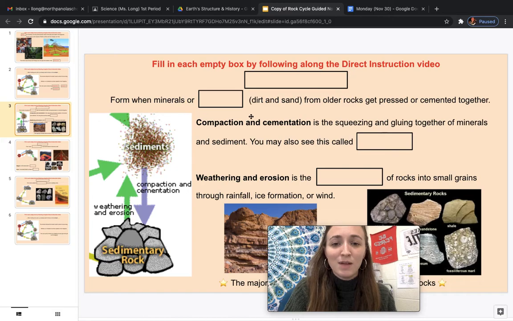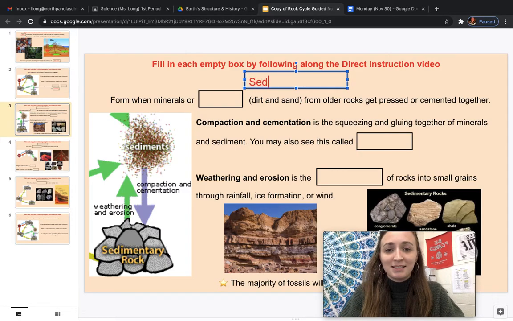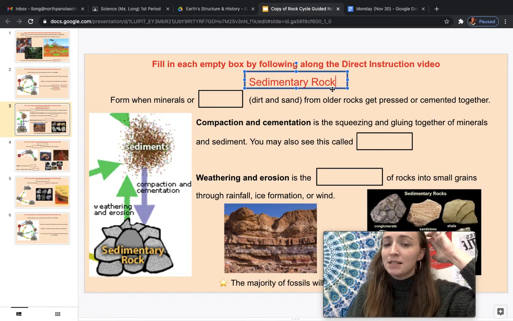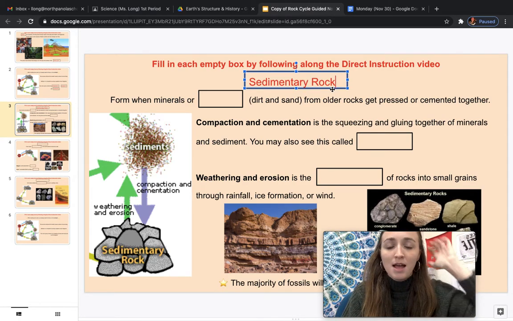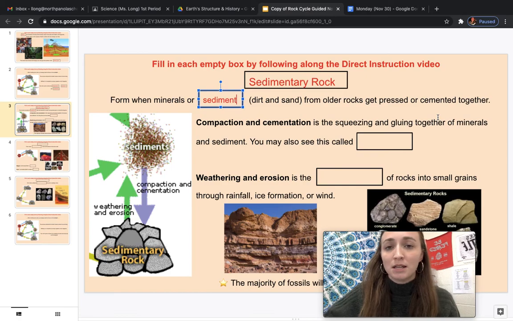So like I said, we have 3 different types of rocks. The first type of rock that I want to focus on is sedimentary rock. Sedimentary. So what is a sedimentary rock? This is a type of rock that is going to form when tiny minerals or sediment from older rocks get pressed or cemented together.